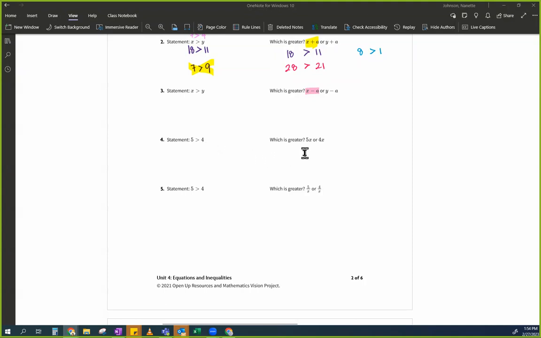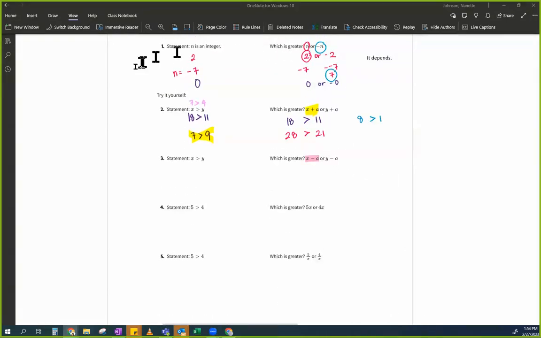Which is greater, 5x or 4x? Okay, be careful. You have to be careful. Hint, hint. Think of all your different cases, right? Think of your different cases. Okay, so this is where I'm going to pause this. I'm going to have this conversation with you guys next time.